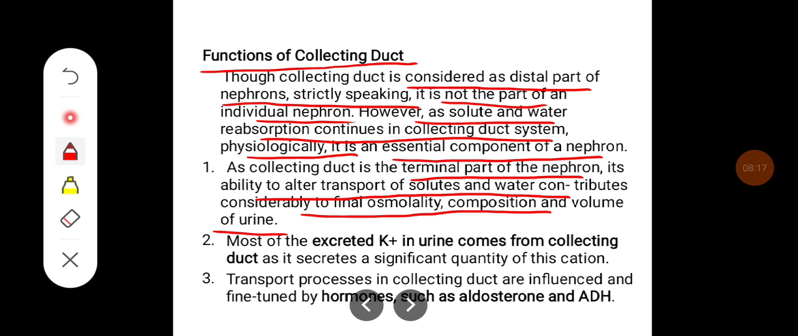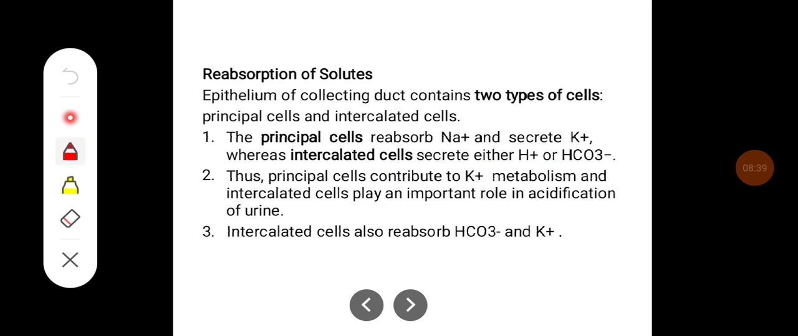Most of the excreted potassium in urine comes from the collecting duct, as it secretes a significant quantity of this cation. Transport processes in the collecting duct are influenced and fine-tuned by hormones such as aldosterone and ADH. Reabsorption of solutes in this part.